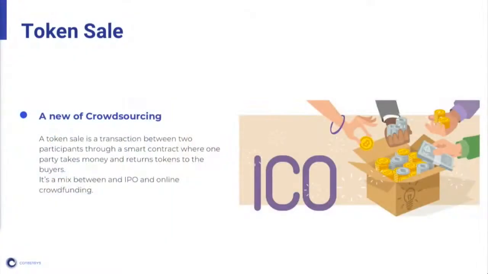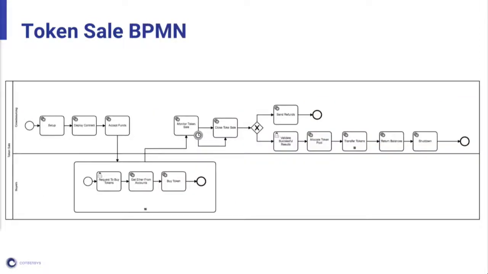So my first use case is about a token sale, which is something like a crowdsourcing mechanism that is used by different startups to raise funds. And we're using fully homomorphic encryption to hide the bids that are sent by different participants in the process. So this is like a sample of what it would look like.